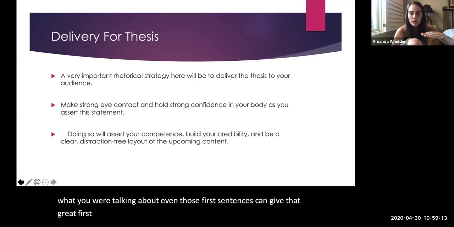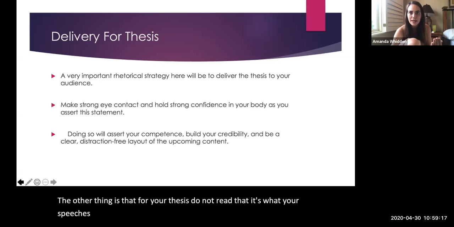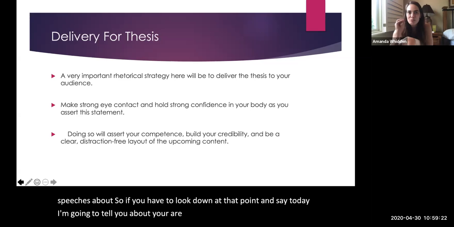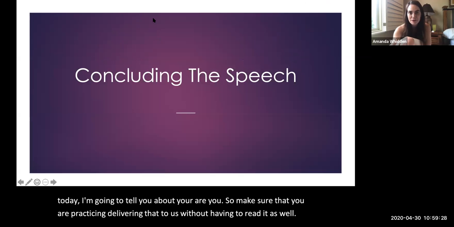The other thing is that for your thesis, do not read that. It's what your speech is about. So if you have to look down at that point and say, today I'm going to tell you about, you're like, are you? So make sure that you are practicing delivering that to us without having to read it as well. There are many different aspects to, of course, your conclusion as well in this speech.